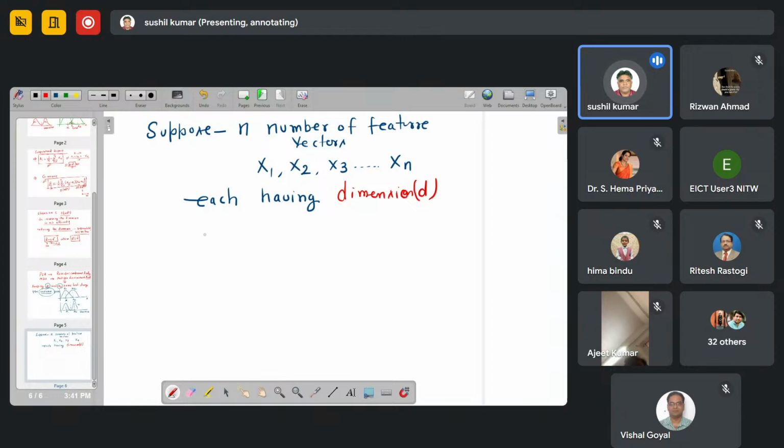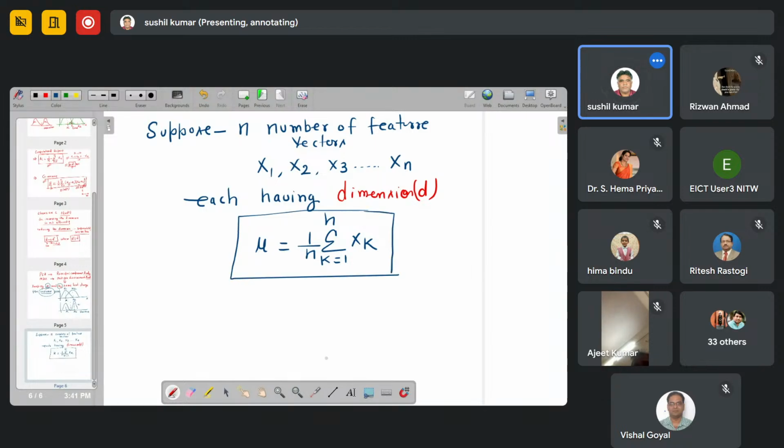So how can you calculate the mean here? It will be mu or m. You can write 1 divided by n, sum over k equal to 1 to n of x of k. Simple. If you have dimension d, this is the mean, which you can calculate since you have the values with you. So what exactly will we do here in PCA? We will represent this d dimension vector as a one dimension vector.